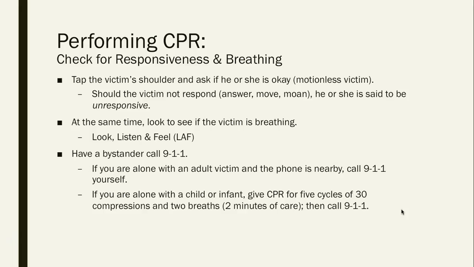So for CPR, to start off with, you're going to check for responsiveness and breathing. Okay, so if you come up on a person and they are unconscious, laying on the floor, they're motionless, they're not making any movement.